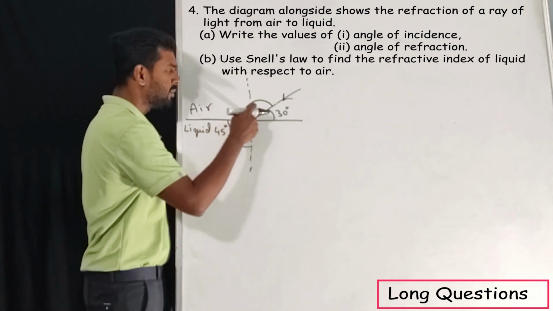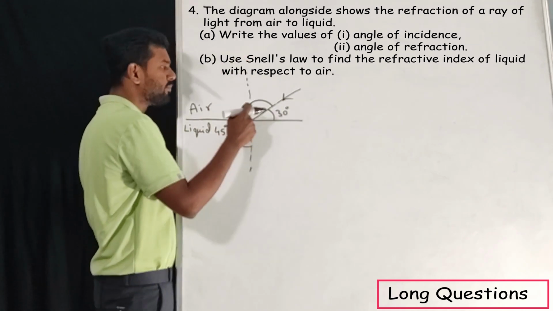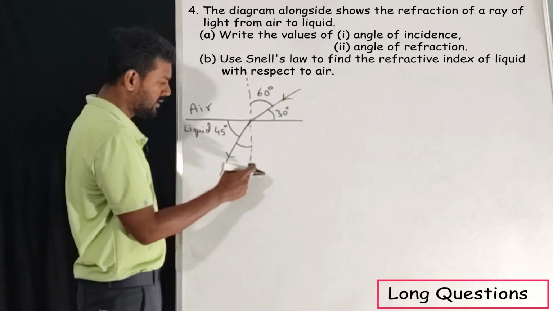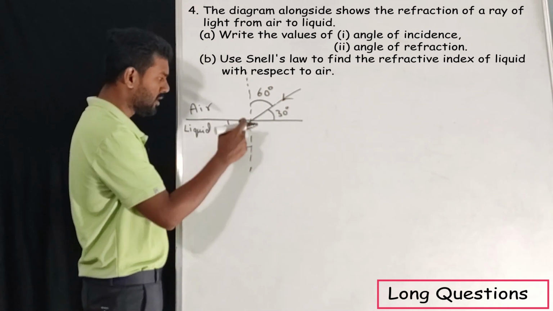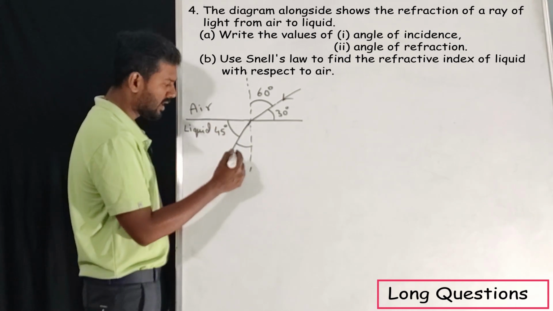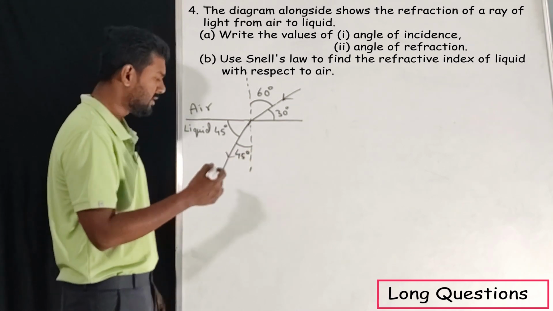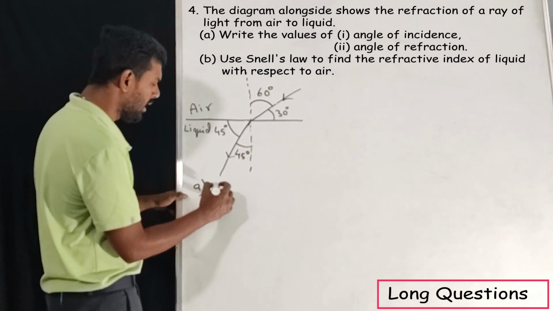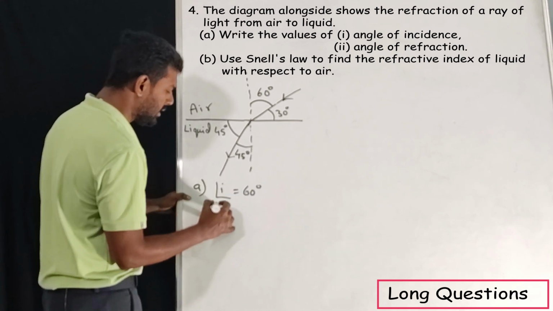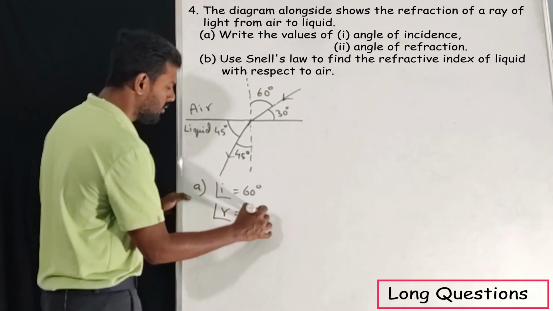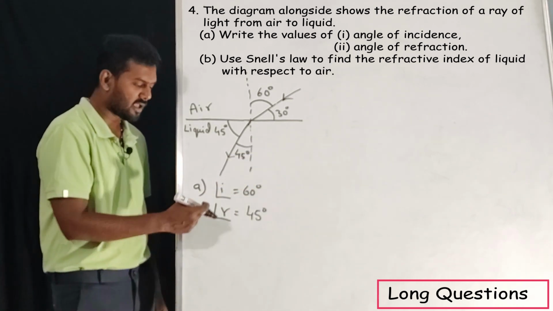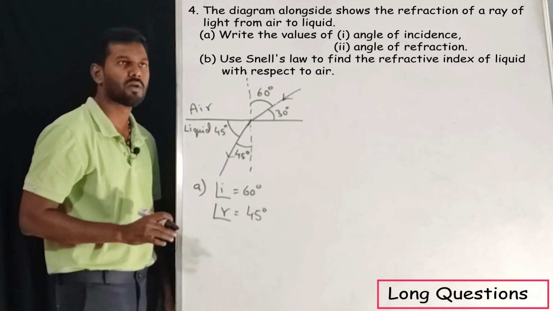Very simple. See, this complete angle is 90 degree, perpendicular. So if this is 30, this will be 60. And again, this complete angle from this point to this point is 90 degree. If one is 45, the other will also be 45. That means you can write angle of incidence is equal to 60 degree, and angle of refraction is equal to 45 degree. You write it in the form of a sentence. Angle of incidence, angle of refraction, that you should draw.